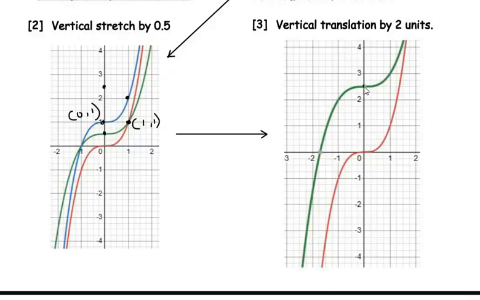Here we can see that the point has appeared over here. Similarly, all the points on this green curve are going to be shifted upwards by 2 units, giving us this completely transformed graph. So this is the completely transformed function. I hope you have understood all the steps and liked the video.